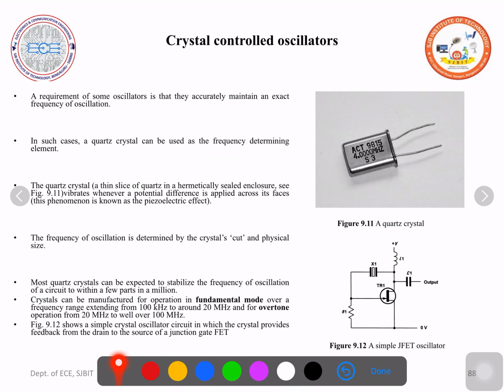Next, crystal controlled oscillator. Whenever you need accurate frequency, then we will go for the crystal oscillator. Usually it will be a quartz crystal. That is a thin slice in a hermetically sealed enclosure, which vibrates whenever a potential difference is applied across its faces. So that is nothing but the piezoelectric effect.